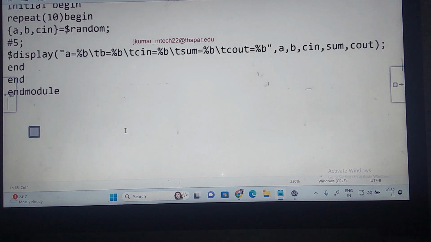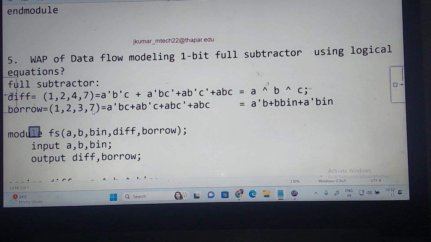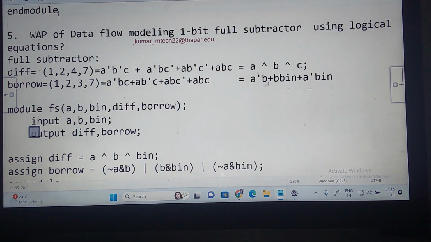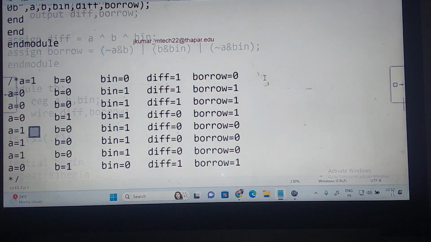Okay, now let us go to the next one. Today we'll address all the combinational logic circuits. And after we are done with the combinational logic circuits, we'll go to the sequential circuits. Okay, now we address the 4th question, 5th question. Then we'll go with the 6th question.